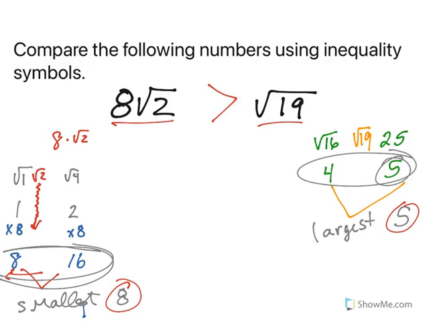So again, if we would use a calculator, 8 square root of 2 is approximately 11.31, and the square root of 19 is 4.358. So you can see clearly that 8 square root of 2 is bigger. But again, if you don't have a calculator, you can use what you do know to compare. Use your context clues and the numbers you're given to move forward with those.